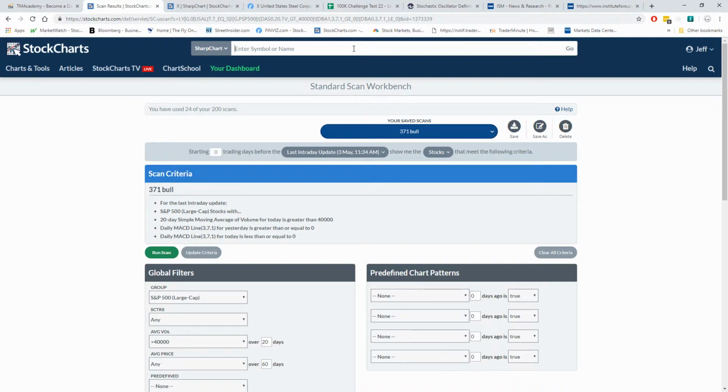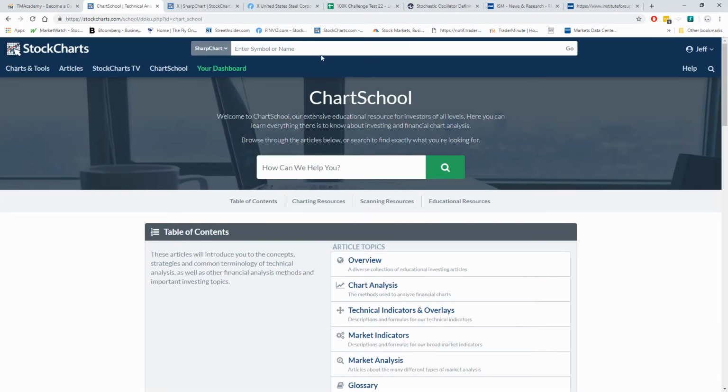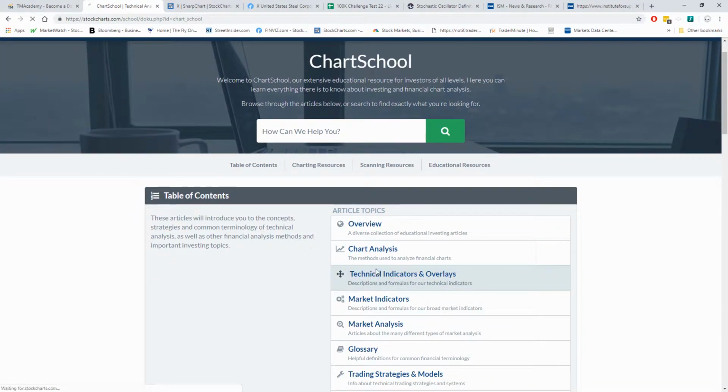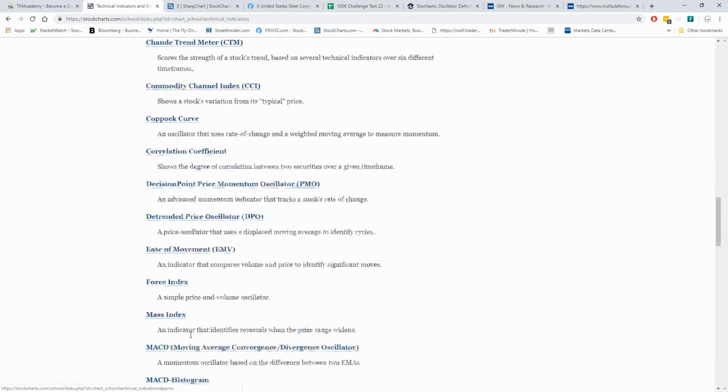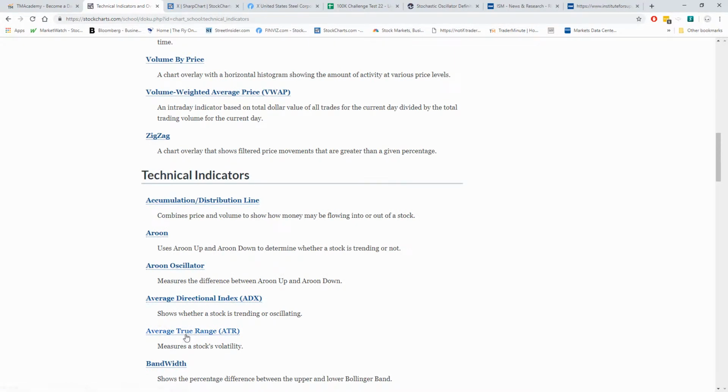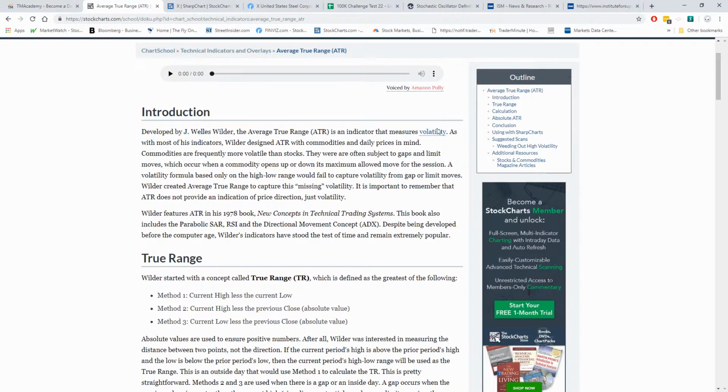Let's take a look at maybe the simplest of the indicators that he developed, the most simple in terms of its read, its understanding, and its calculation, but yet one of the more important ones, and one that has some very strong tendencies associated with it. I'm going to come up here to Chart School at stockcharts.com, down to Technical Indicators and Overlays, and scroll all the way down to the ATR, Average True Range, and click on that, and it'll give some information about it.